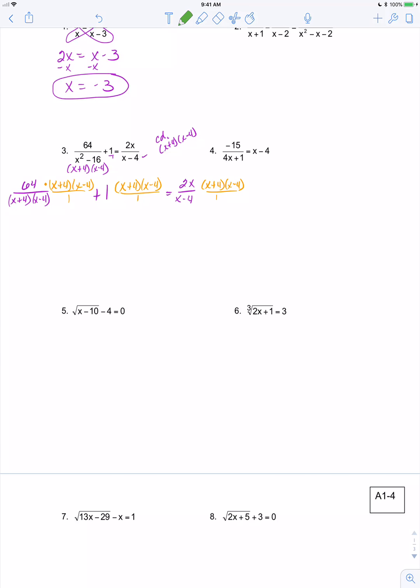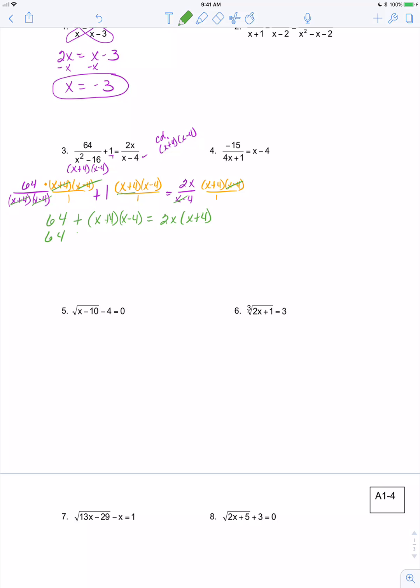Okay, so remember anything over itself is 1, and so this creates a 1, this creates a 1, leaving us with just 64. Now 1 times all of this, x plus 4, x minus 4, just leaves us with x plus 1, x plus 4, times x minus 4. Now here our x minus 4's will create a 1, so we're left with 2x times the x plus 4. So you see how we got rid of all those denominators when we multiplied through by that common denominator, and now we just have an equation that we need to go solve for.